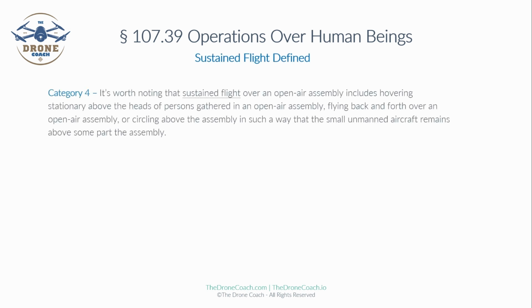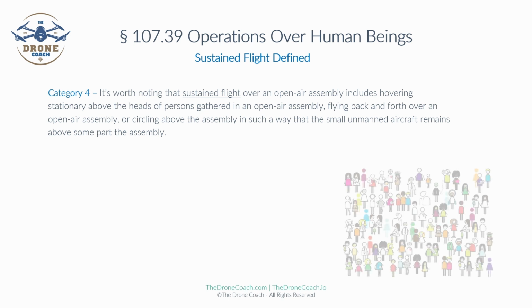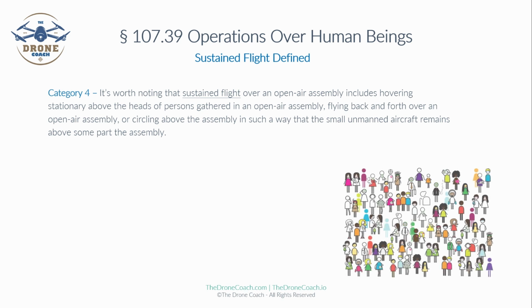So, sustained flight defined. It is worth noting that sustained flight over open-air assemblies includes hovering above the heads of persons gathered in an open-air assembly, flying back and forth over an open-air assembly of people, or circling above the assembly in such a way that the small unmanned aircraft remains above some part of the assembly.